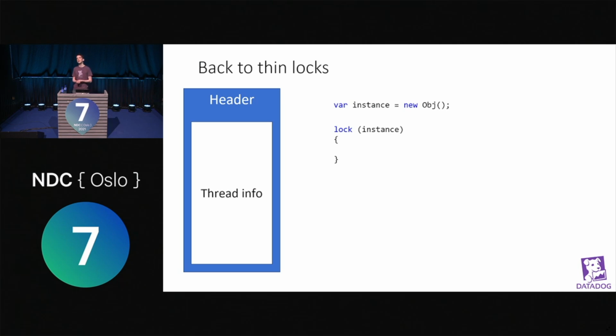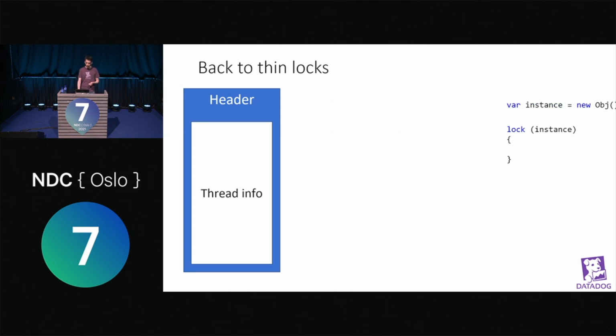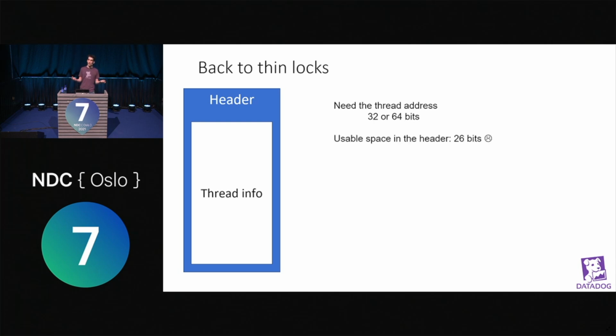I told you that the runtime is going to store some information about the thread inside of the object header, but I never explained what kind of information it's going to store. Well, ideally, the runtime will need the address of the thread, because it needs the address to fetch the thread instance. Unfortunately, the address of the thread is going to be 32 or 64 bits, depending on the bitness of your process. And we only have 26 bits of usable space in the header, so it's just not going to fit. Instead, the runtime is going to store the ID of the thread.